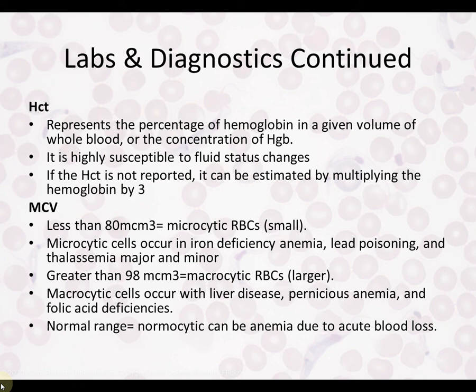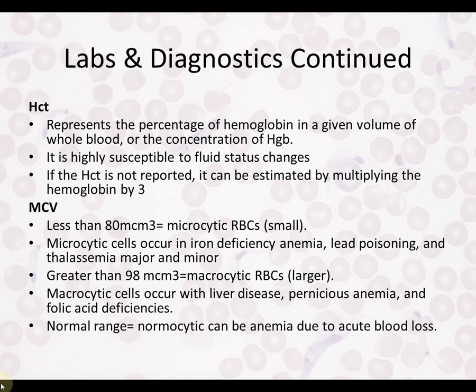Now let's talk about hematocrit. Your hematocrit values represent the percentage of a given volume of whole blood that is occupied by packed red blood cells, or the concentration of hemoglobin. It is highly susceptible to fluid status changes, such as dehydration. If a hematocrit value is not reported, it is estimated by multiplying the hemoglobin by 3. Okay?